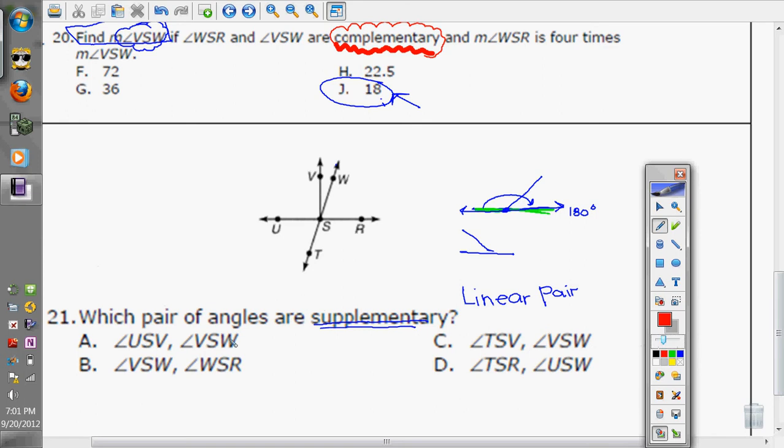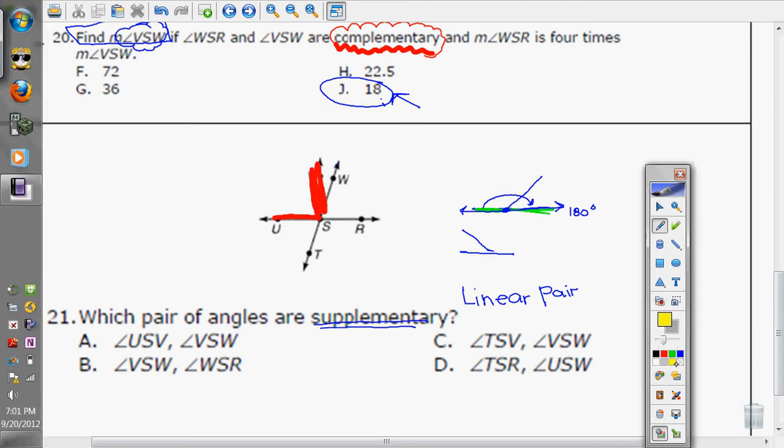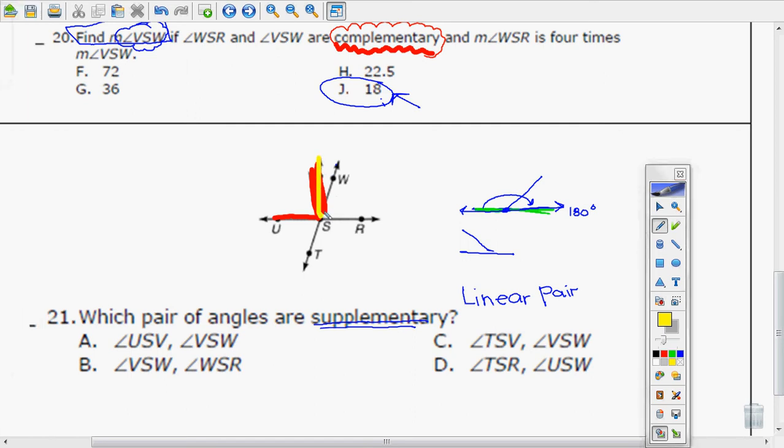So which pair of angles are supplementary? They want us to look at USV, which is that angle, and then compare that with VSW. Hopefully you notice that these two angles are adjacent, but they are not both off of the same straight angle. So they are adjacent, but they are not supplementary. So they are out.